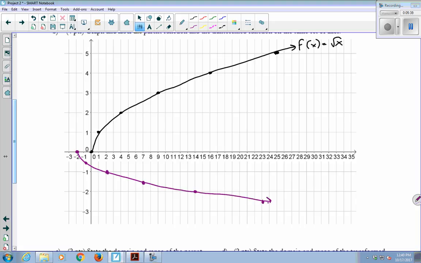So you can see overall, I made a vertical shrink. So this is shorter than it used to be. I also reflected it over the x-axis and moved it left too. Before we move on, I want to check that I did it all right. I'm going to use technology to make sure that this is all right.